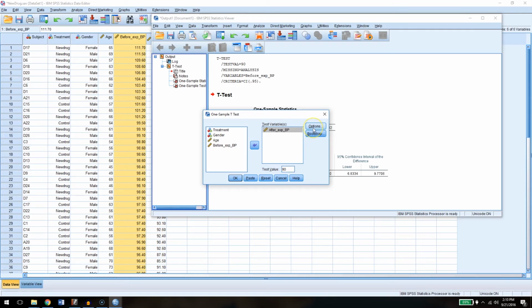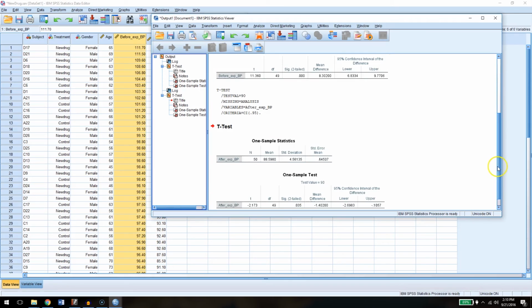But now I just want to show you another thing that you can do. If you go into options, this is where you can, well, no, this is not what I thought you could do. Okay, never mind. Cancel that. I thought you could do a one-tailed test, but I suppose not. Either way, let's go ahead and roll with it like this. Hit OK.